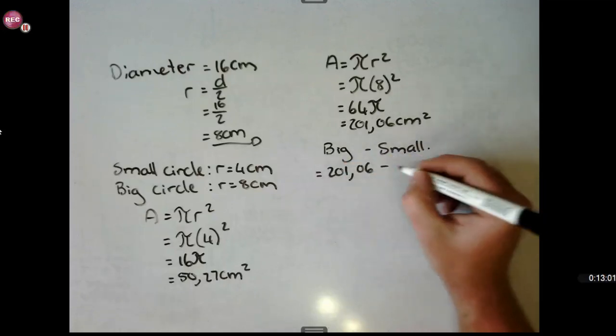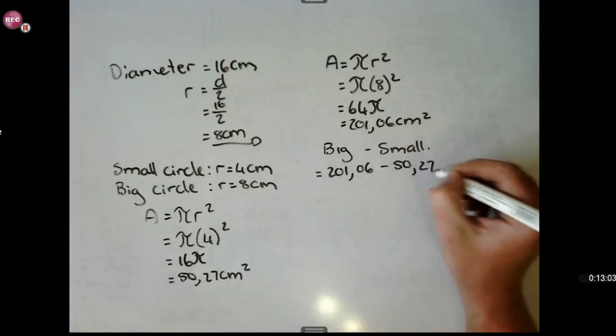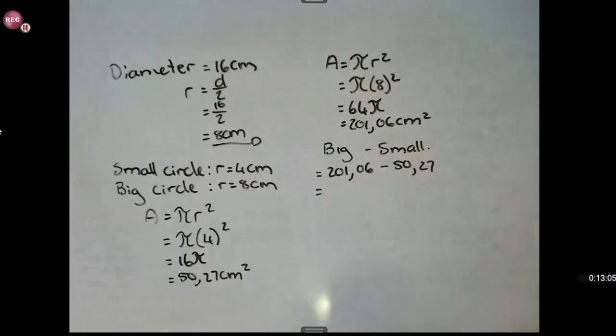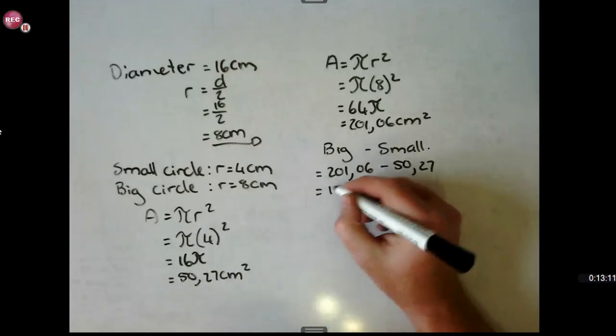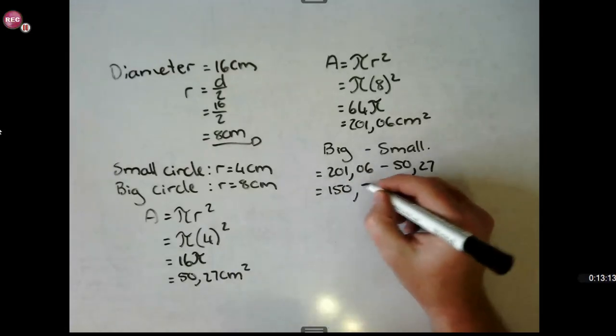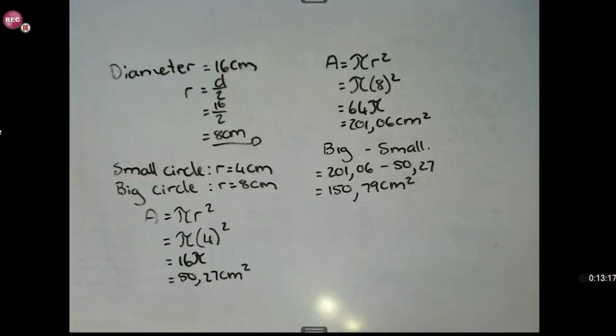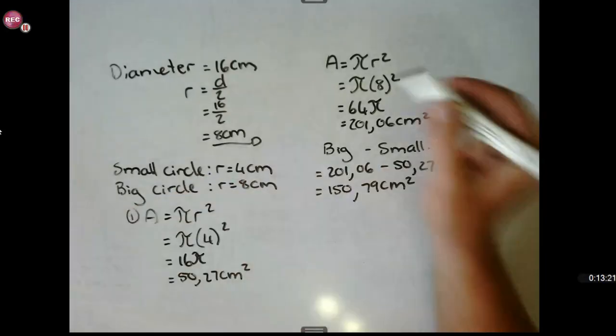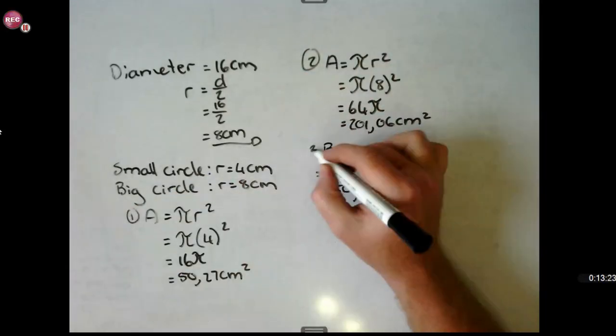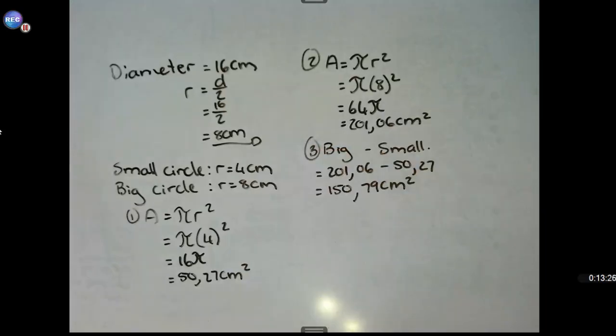So it will be 201,06 minus 50,27 minus 50,27, and that will give us a total of 150,79 centimeters squared. And that is the shaded part. So first one was the small circle, second one big circle, third part obviously calculating the shaded part in this regard. Okay.